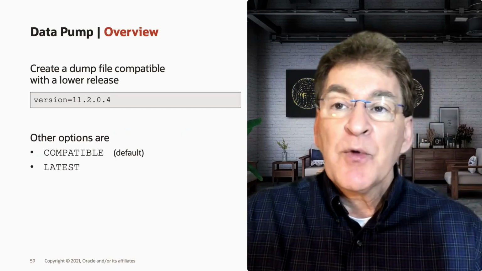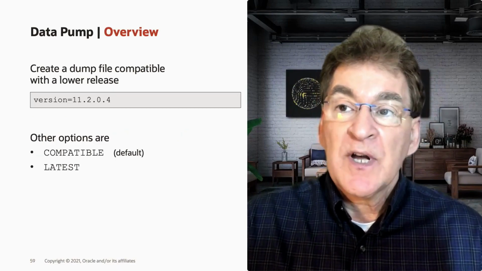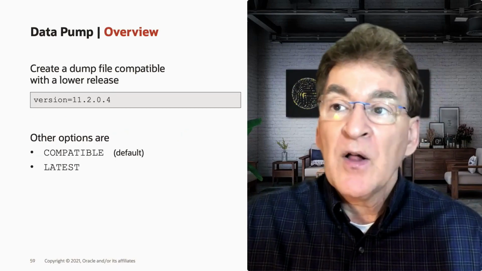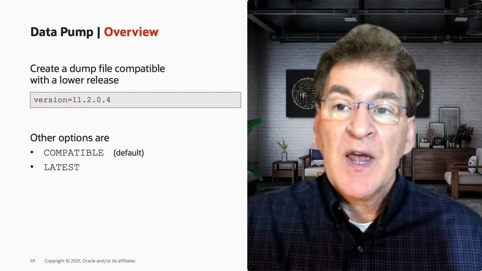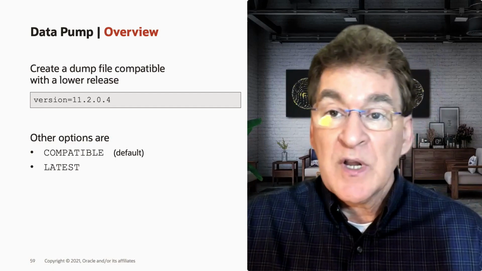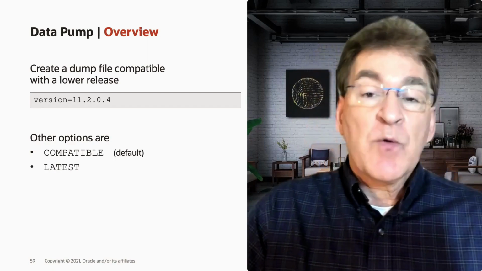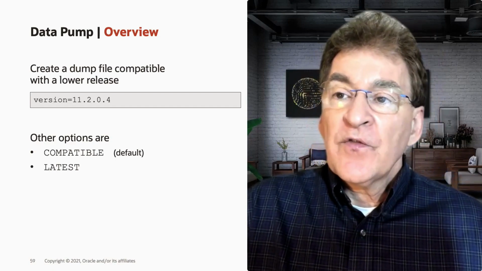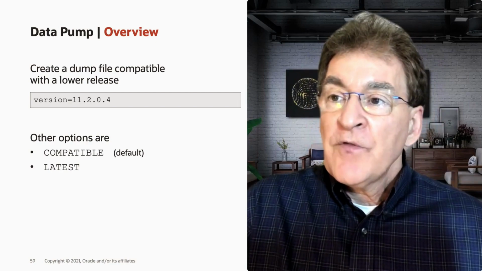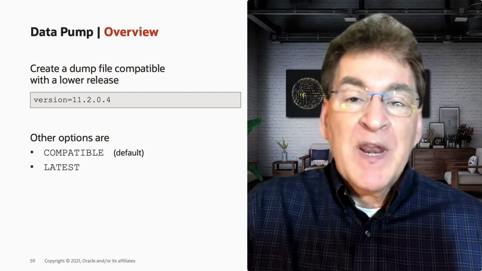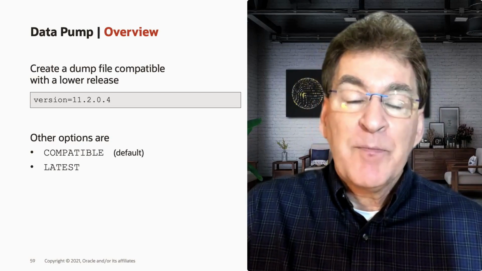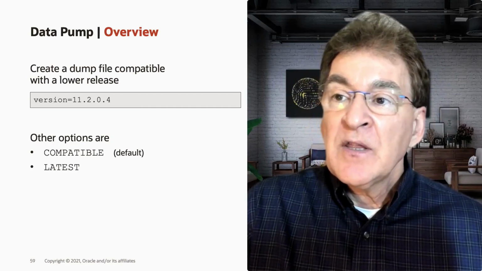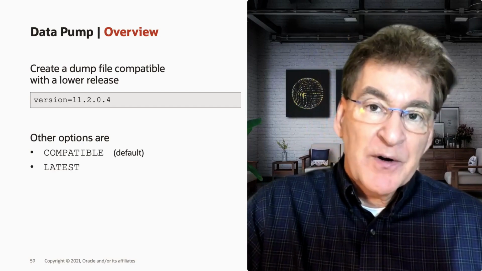Now here's an example of using the version parameter to tell Data Pump to create a dump file that's compatible with 11204. The version parameter has two other options noted here. You could say version equals compatible. Now this is the default for the version parameter, and if you do that, then the version of the metadata in the dump file will correspond to the database compatibility level set in the compatible initialization parameter.